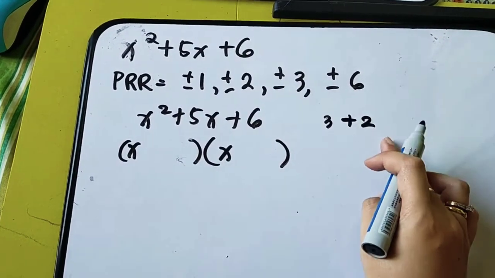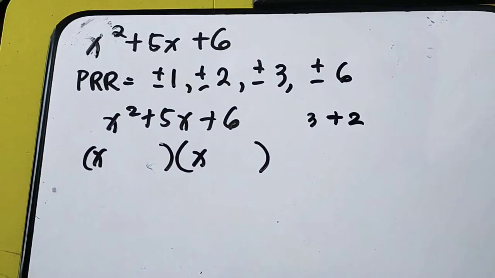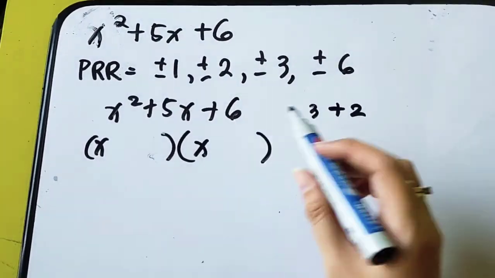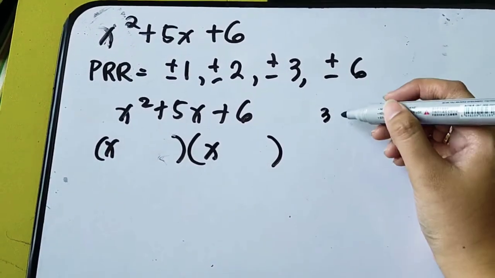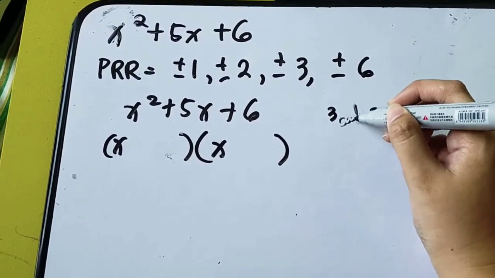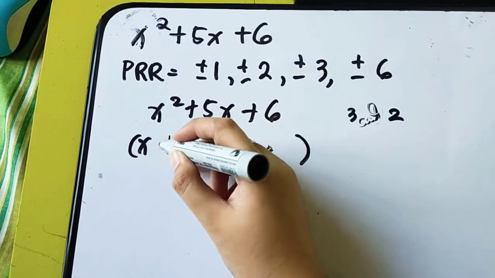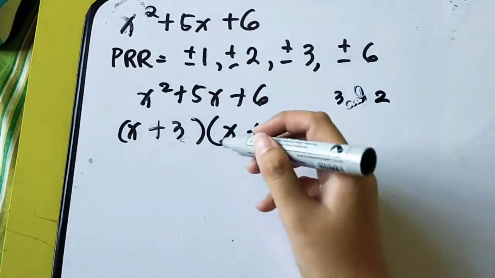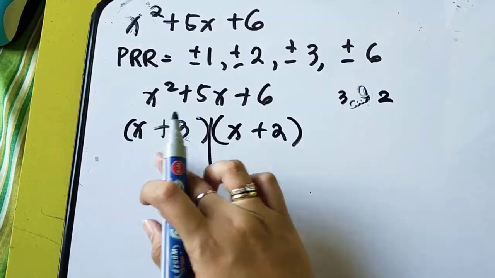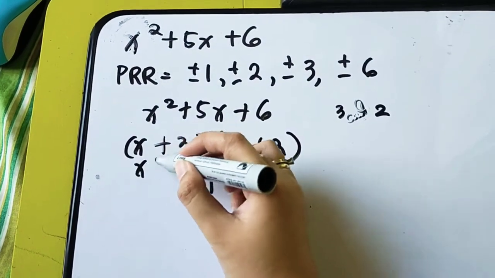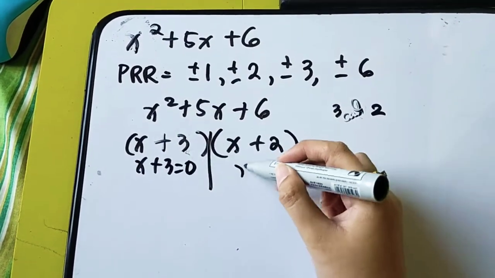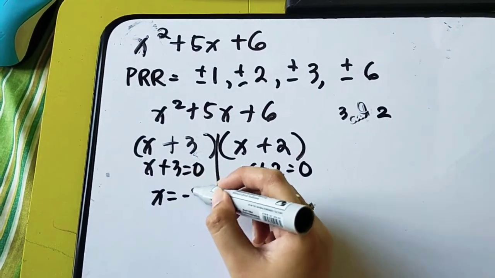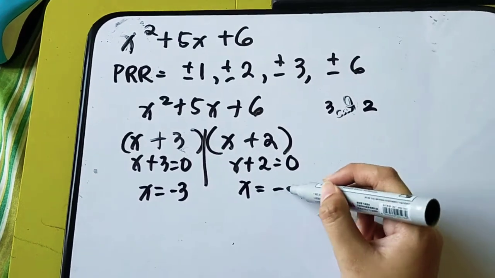Diba? 3 plus 2, we have 5. Then, 3 times 2, we have 6. And po ito. So, our factors are 3 and 2. So, plus 3, then plus 2. Bakit po plus? Kasi lahat naman sila ay plus. Then, afterwards, equate both factors to 0. So, we have x plus 3 equals 0, and x plus 2 equals 0. Then, solve for x. x equals negative 3, then x equals negative 2.